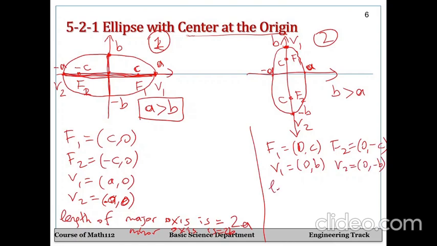And the length of the major axis is equal to, it will be from B to B. So the blue one here will be the major axis, as you see. So the length here will be 2 times B. And the length of the minor axis is 2A. Because you look at here, it's 2A.